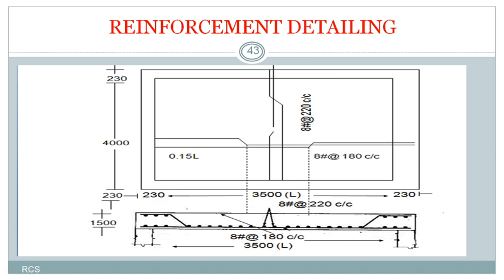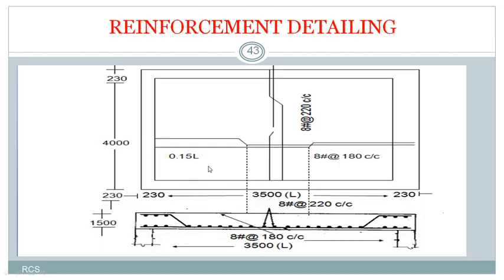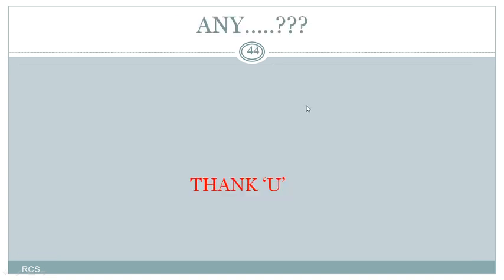Say as we are designing a two-way slab, along the shorter direction we are using 8 mm diameter bars at 180 mm center to center. Along the y direction, the longer direction, we are using 8 mm bars, and we are using 220 mm center to center. So thank you. That's all for today's lecture.